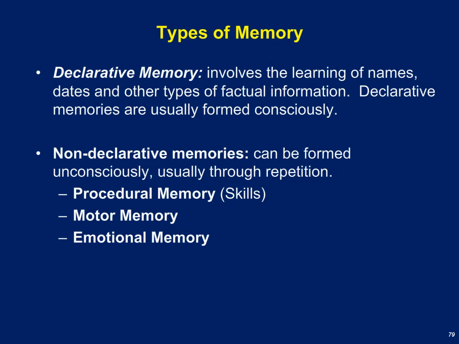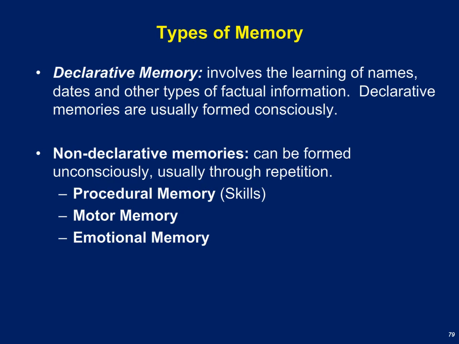Long-term memories can be divided into one of two categories, declarative memory or non-declarative memory. Declarative memory involves the intentional learning of names, dates, and other types of factual information. Declarative memories are usually formed consciously. That is, you look at a new coworker and think to yourself, that name is Doug, Doug, Doug, Doug. You repeat it and you intentionally commit it to memory.